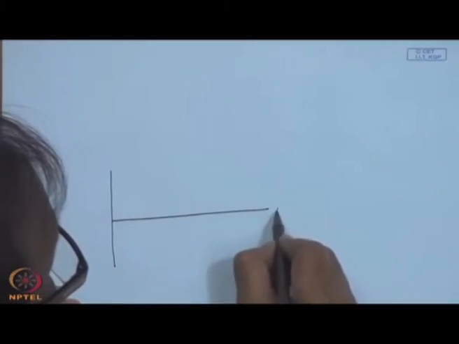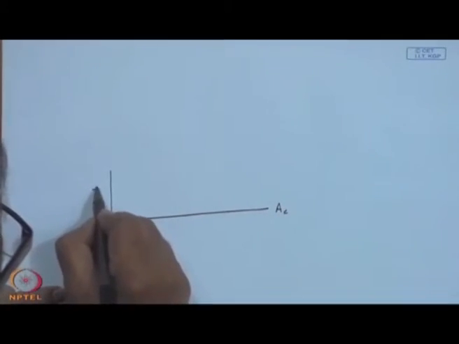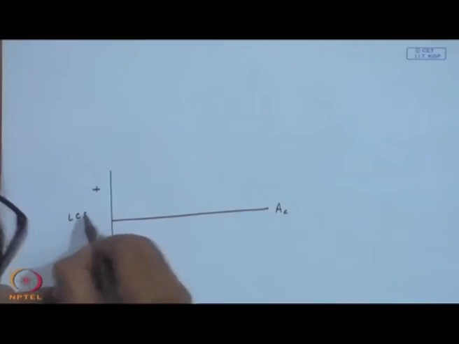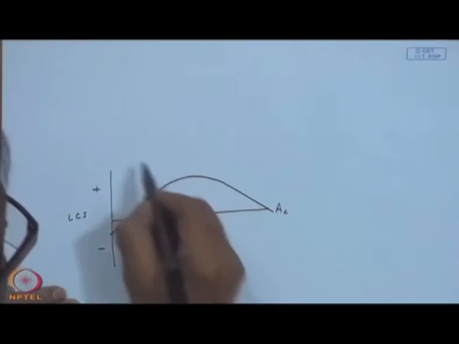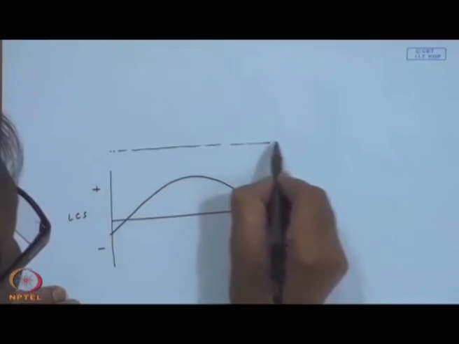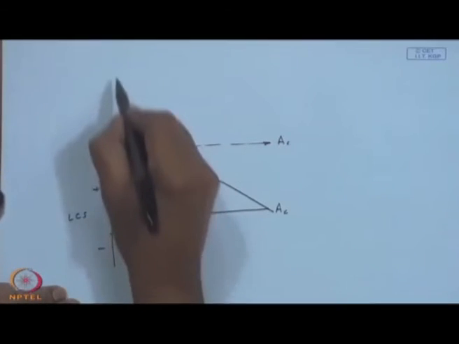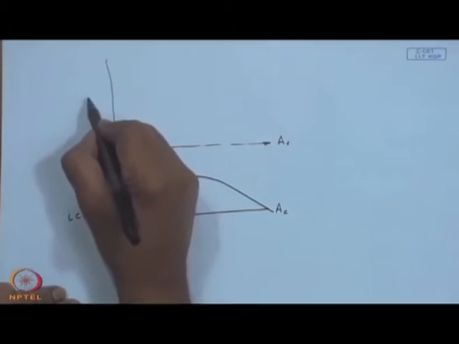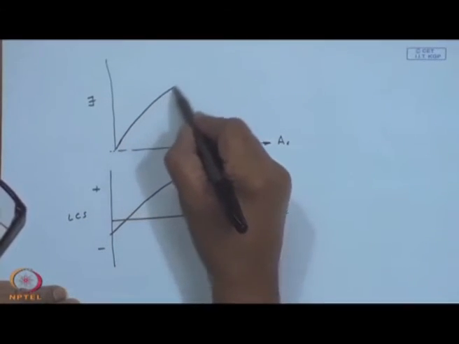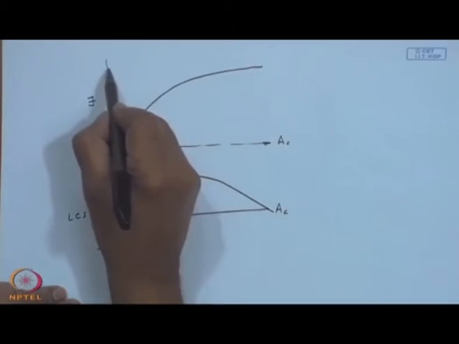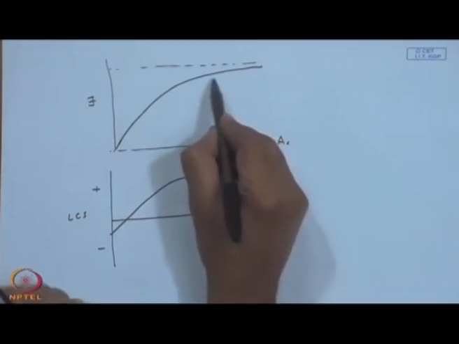So, this we keep over here and superpose with the load fraction curve. This is the area AC, positive, negative, LCS, and this curve like this, and again AC versus solar load fraction. This is what it means.